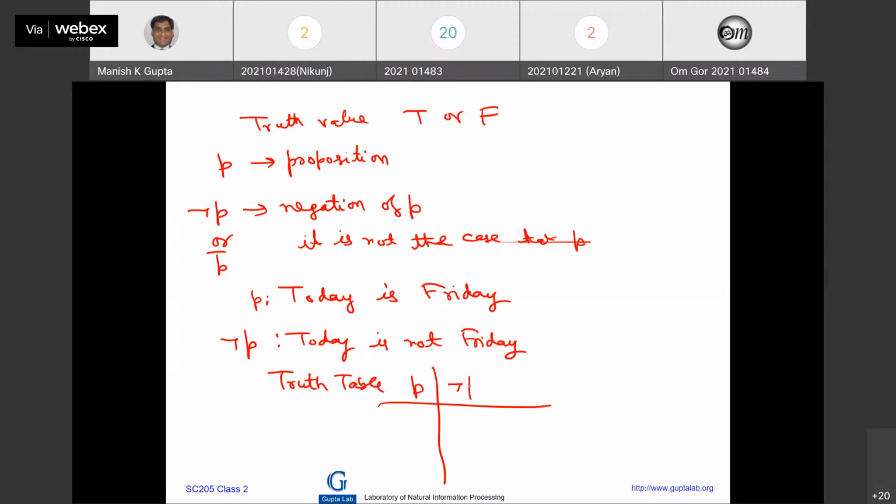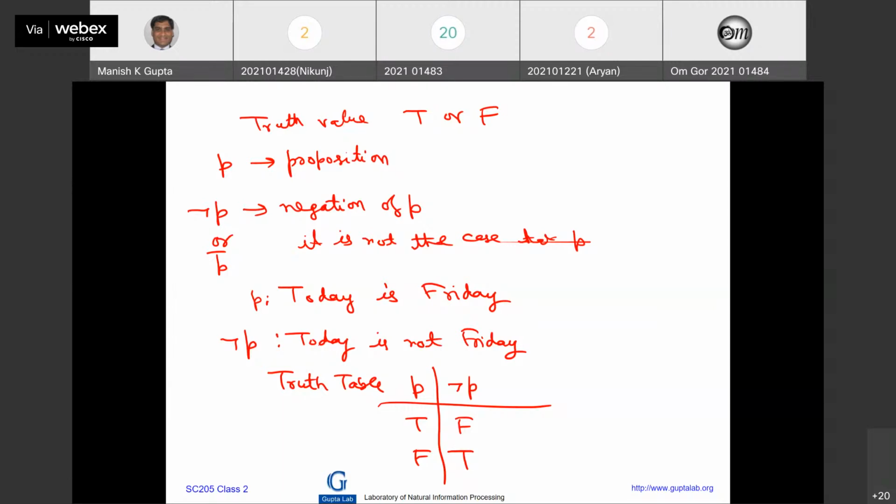P, negation of P. If this is true, then this is false. If this is false, then this is true. Right? Negation of P. Okay. So these propositional logics are very useful, actually, also in proving certain things.